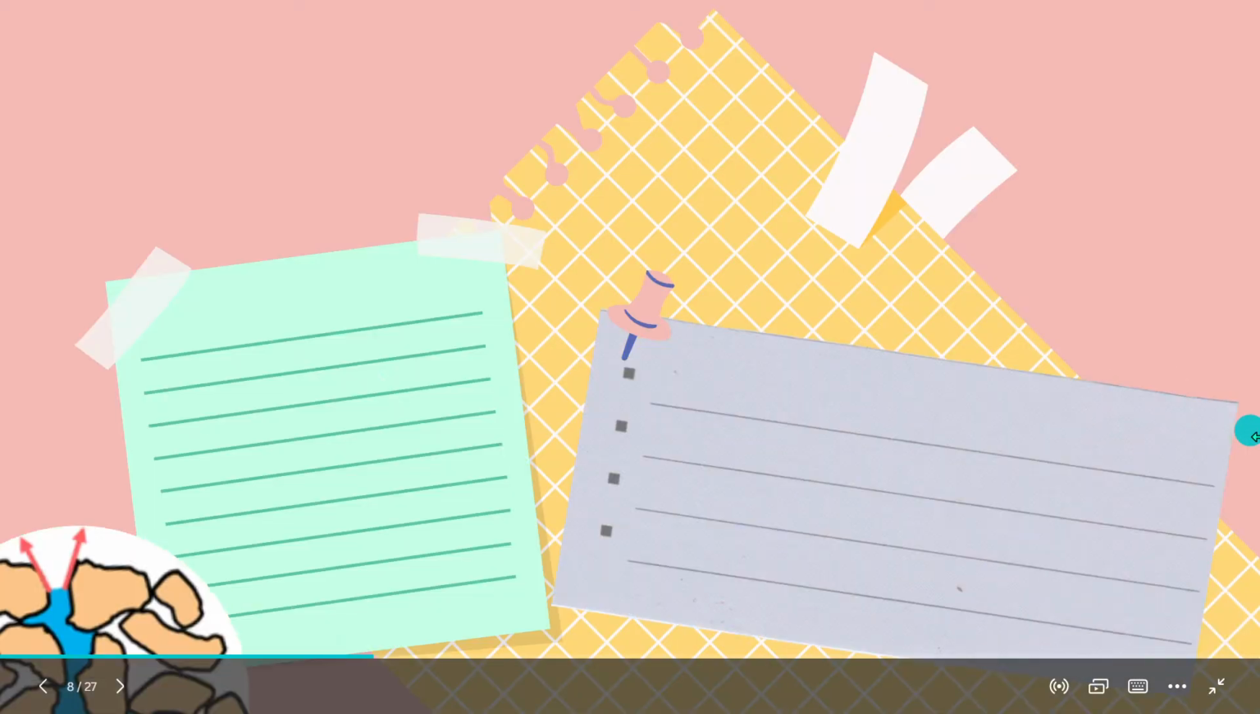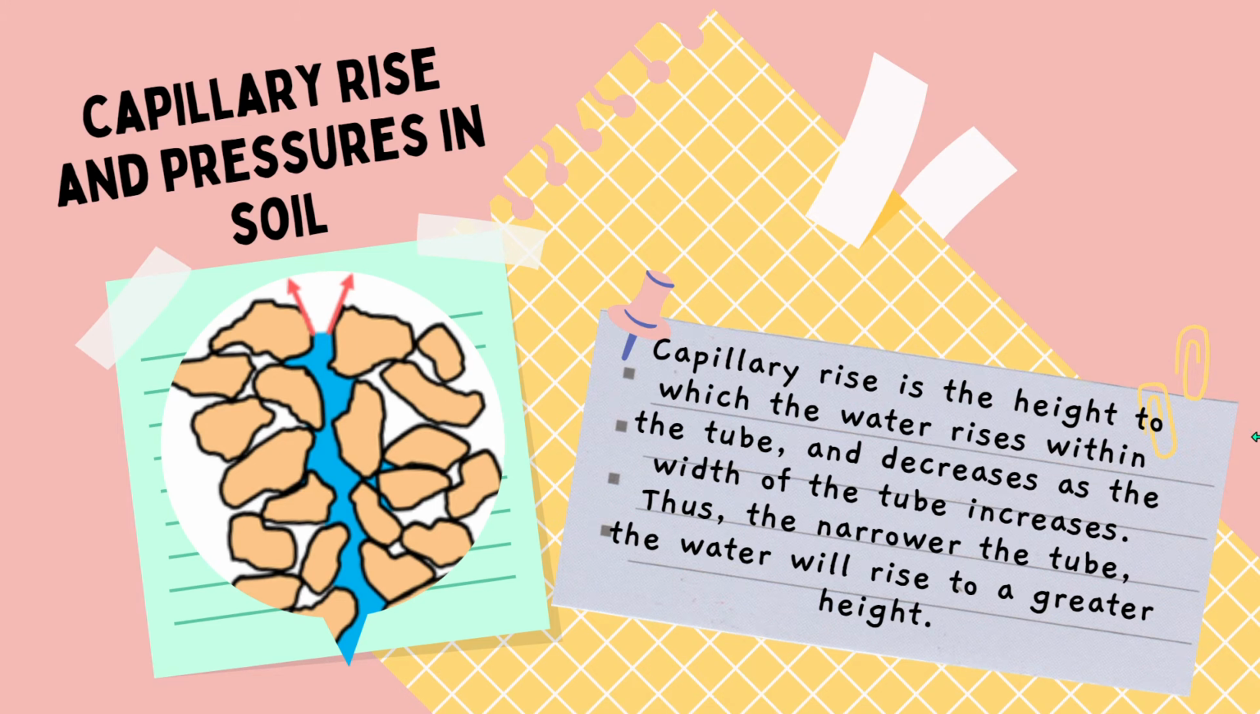Then, next. Capillary rise and pressure in soil. Capillary rise is the height to which the water rises within the tube and decreases as the width of the tube increases. Thus, the narrower the tube, the greater the height the water will rise to.